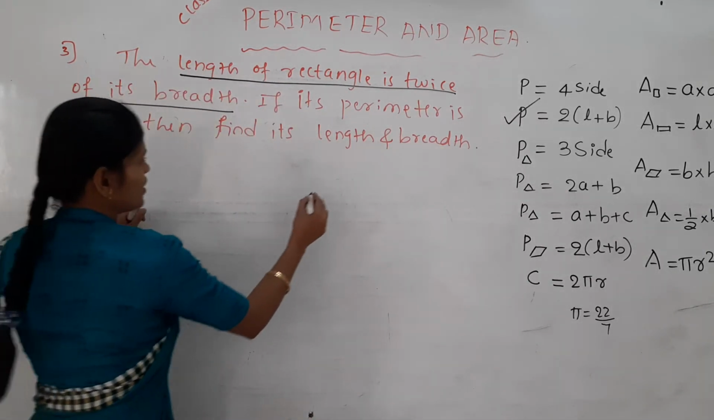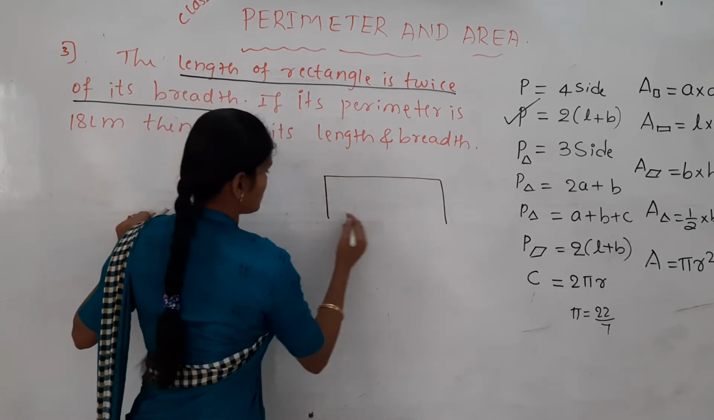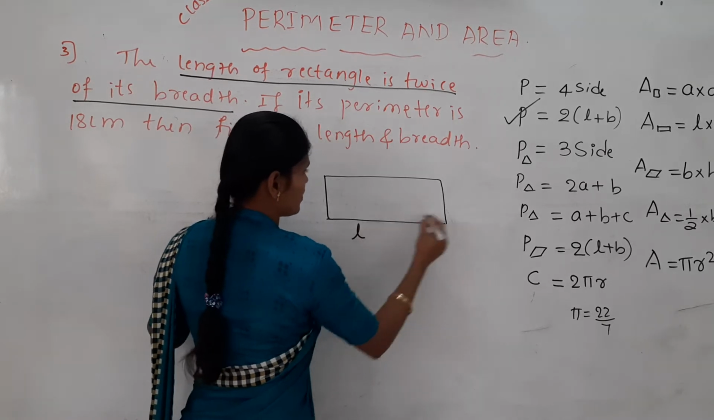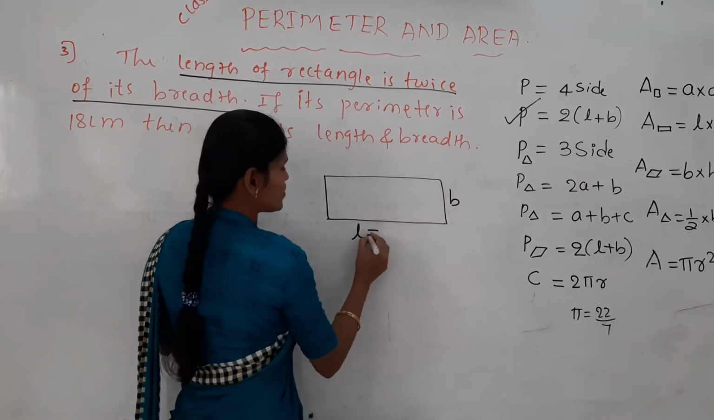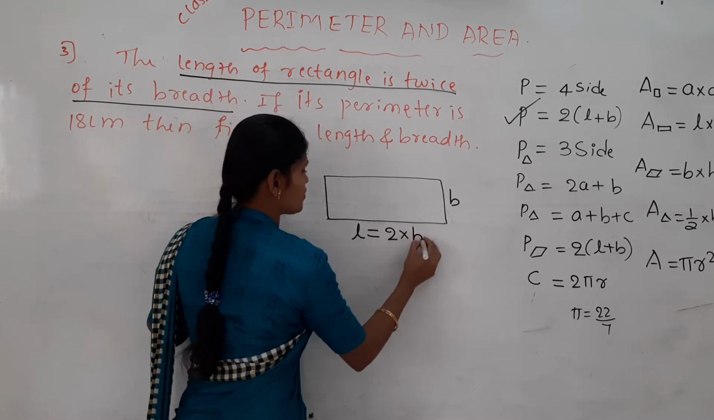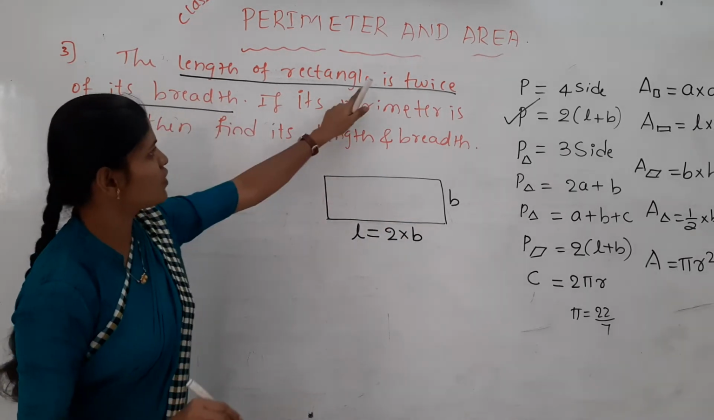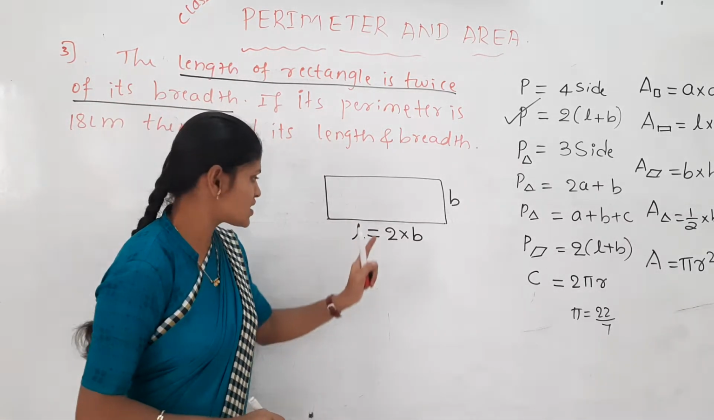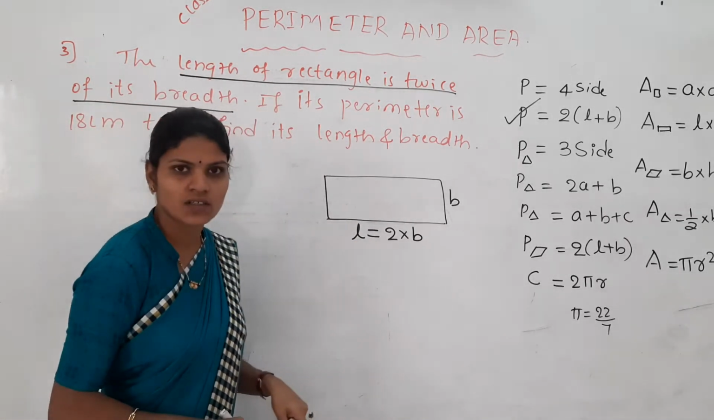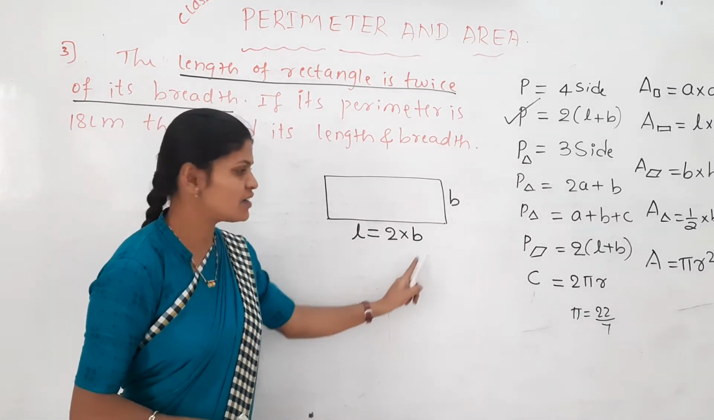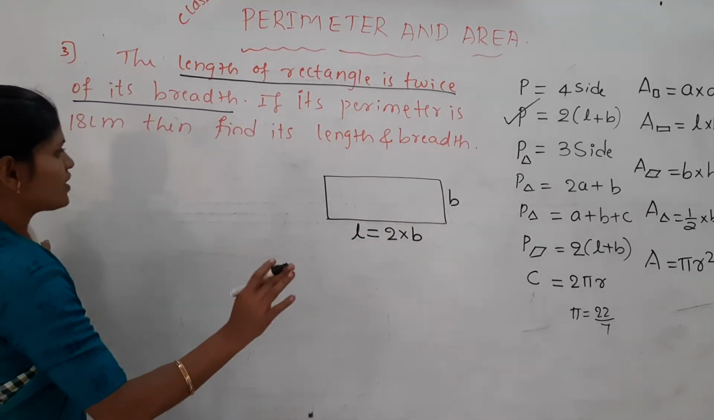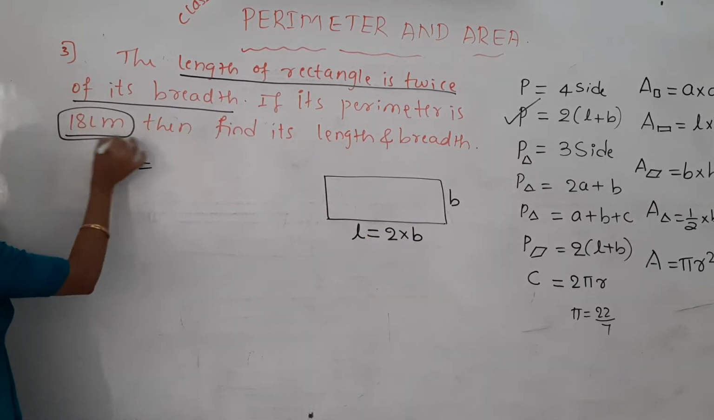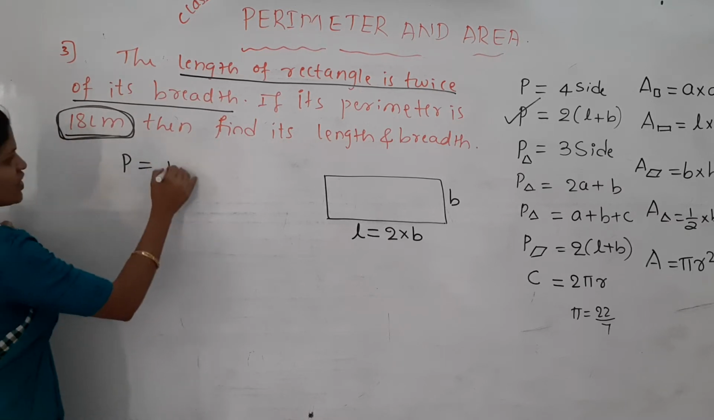If you take your rectangle, this is your rectangle. If you take length as L and breadth as B, then length is equal to 2 times its breadth. Yes, L in terms of breadth you got. So the length of the rectangle is 2 times its breadth, and the breadth is B. And we know the total perimeter of this rectangle. He has given 18 centimeter.